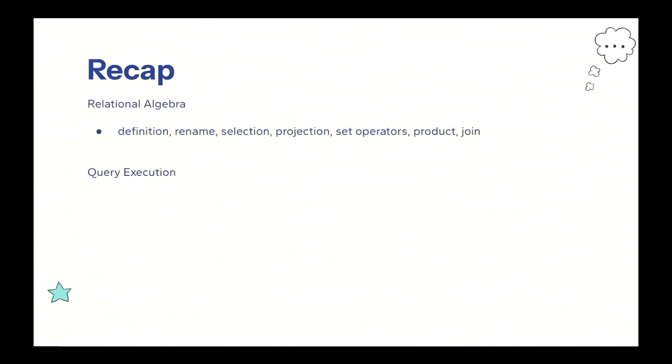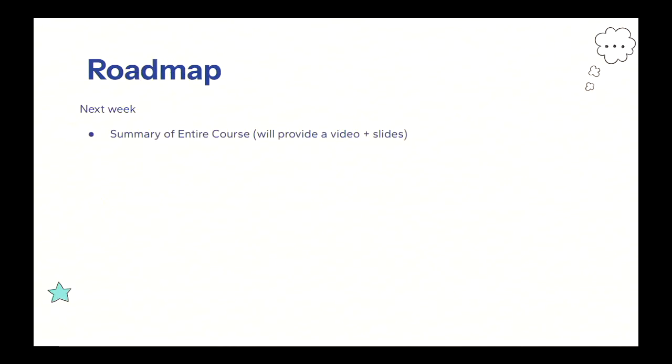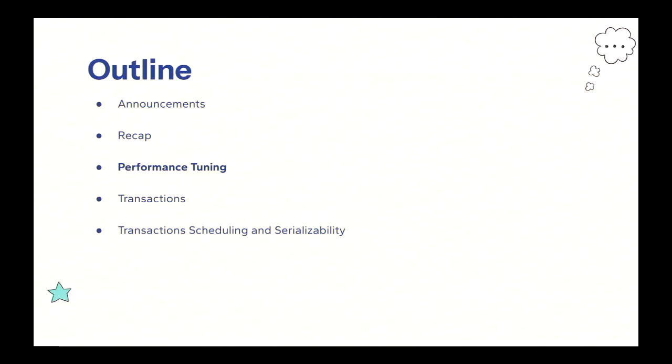And the second topic we learned in our last lecture is about query execution. For query execution, we learned that there could be a mapping between SQL and relational algebra. So you should be able to do this mapping. And we also learned that the DBMS will use this execution plan of relational algebra operations to estimate the cost of a particular query. So that's what we learned. And next week, we will have a summary of the entire course. So today's lecture is the last lecture in which we will learn new knowledge. So that's all about the recap.